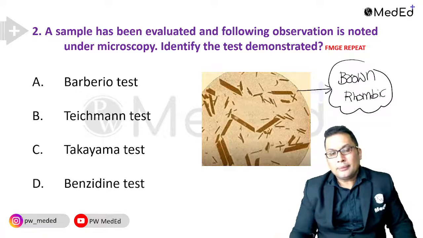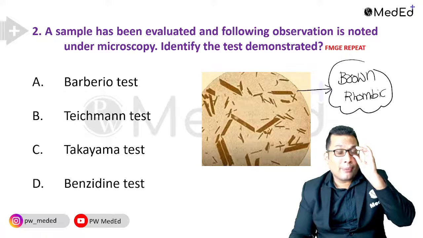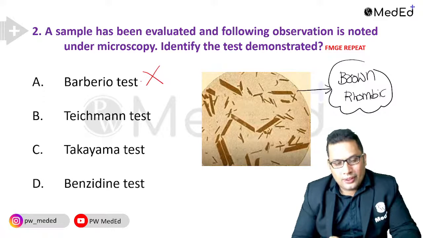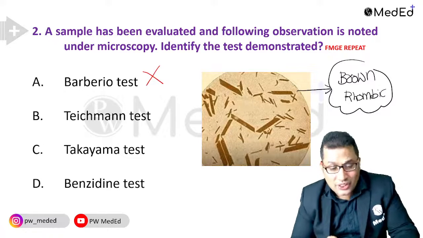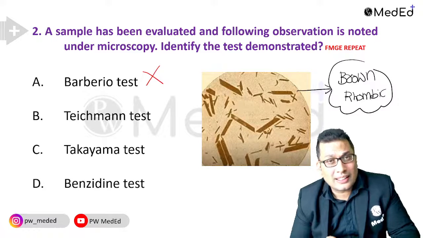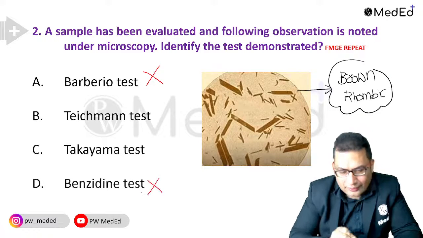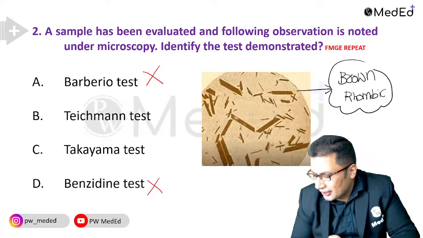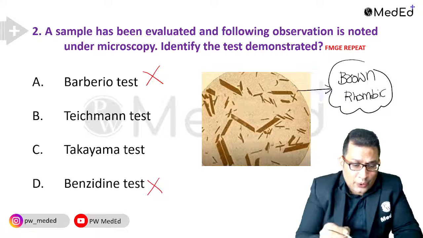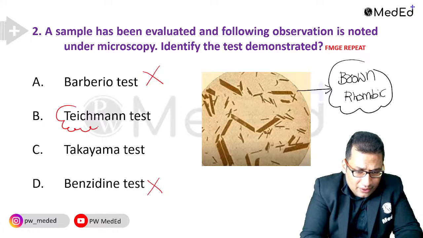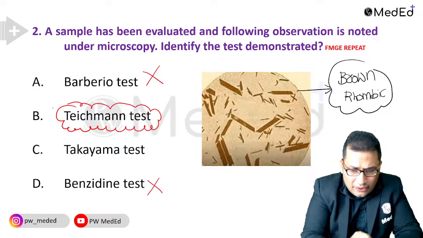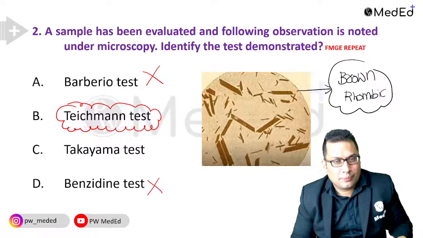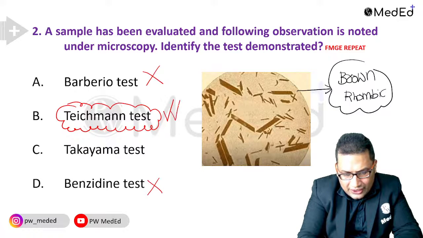Yeah. See, Barberio test is the test for seminal stain. Not the answer. Benzidine test is a test for blood stain. The color will be blue. It is a screening test. Not the answer. So either it can be Teichmann test or Takayama test. Whenever a question asks brown rhombic crystals, the answer should be Teichmann test. Teichmann is the correct answer.